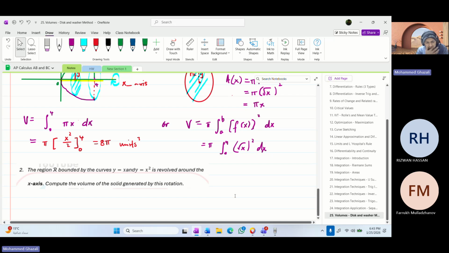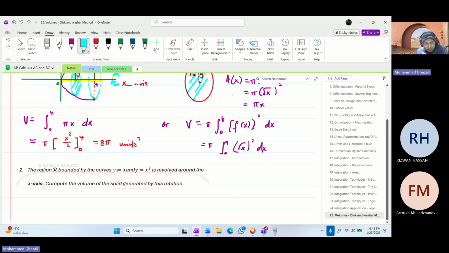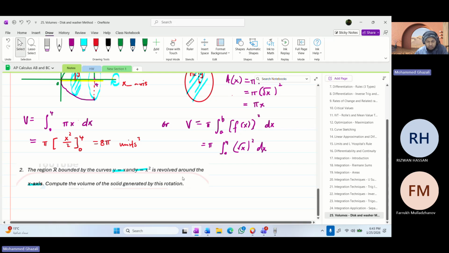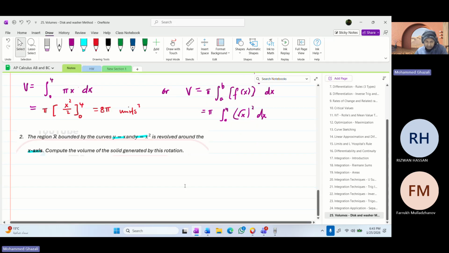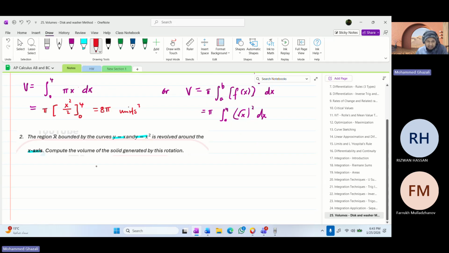So the region R is bounded by the curves y equals x and y equals x squared. We revolve around the x-axis. Compute the volume of the solid generated by this rotation. Now, it's very important: we have y equals x and y equals x squared.